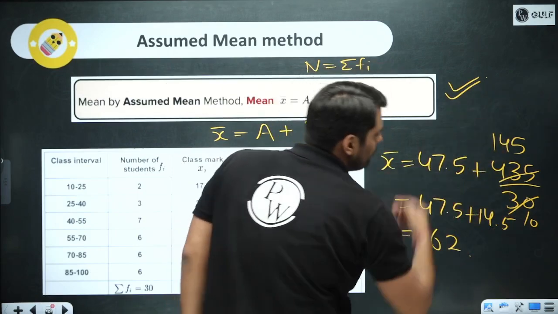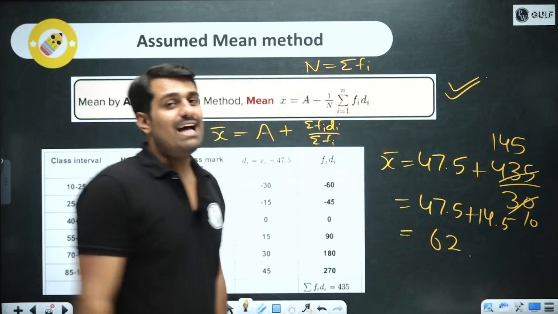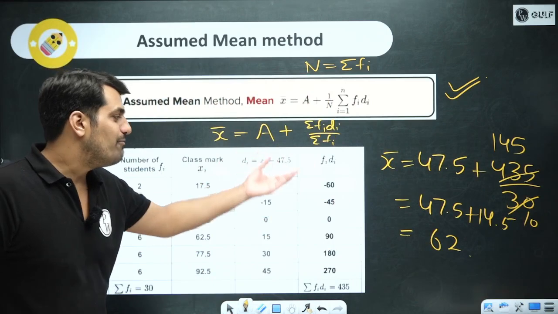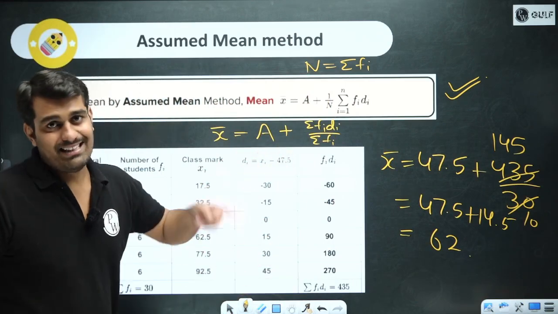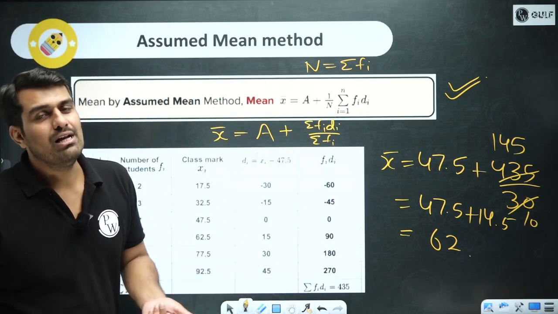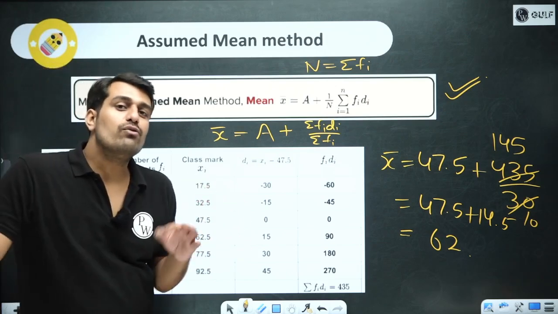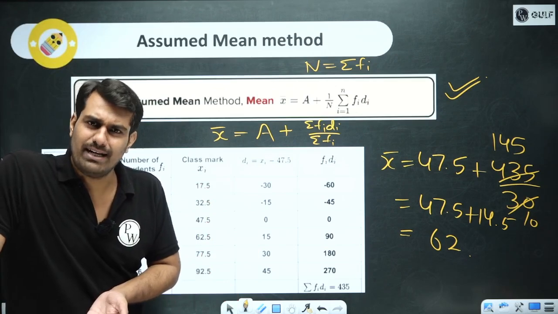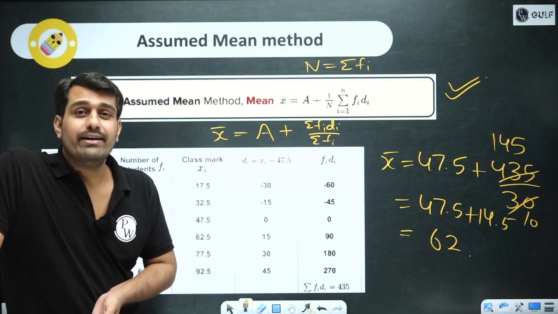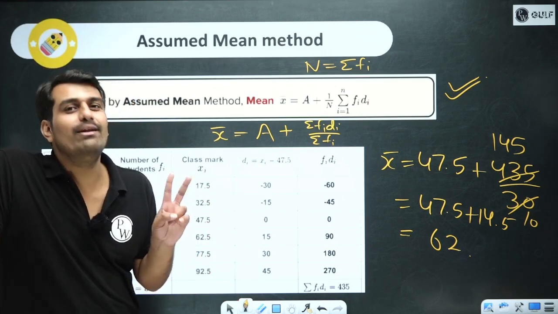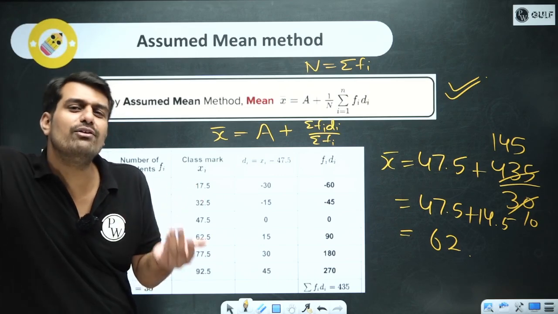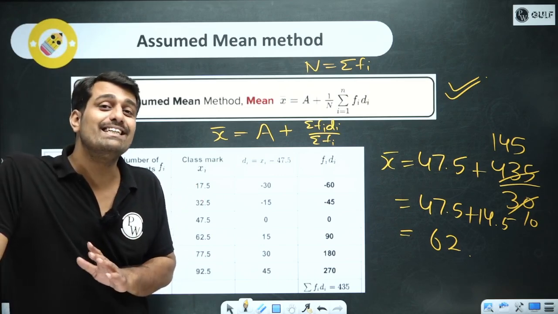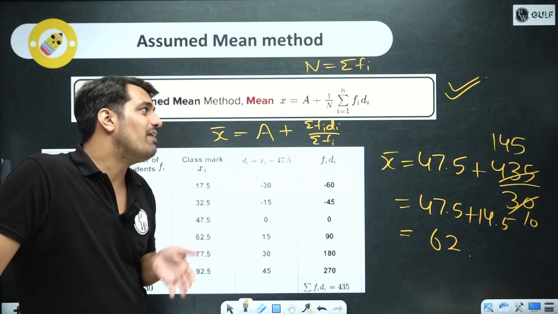To be honest, the calculation is very small over here. The large numbers which would have been there are eliminated in these two columns. And that is why this method plays an important role. This is what you follow when the numbers are very big. Otherwise, you can go for the direct method as well, right? So this is the assumed mean method, and we have done only the second method now. We have to move into the third method, which is called the step deviation method. I hope you have understood it.